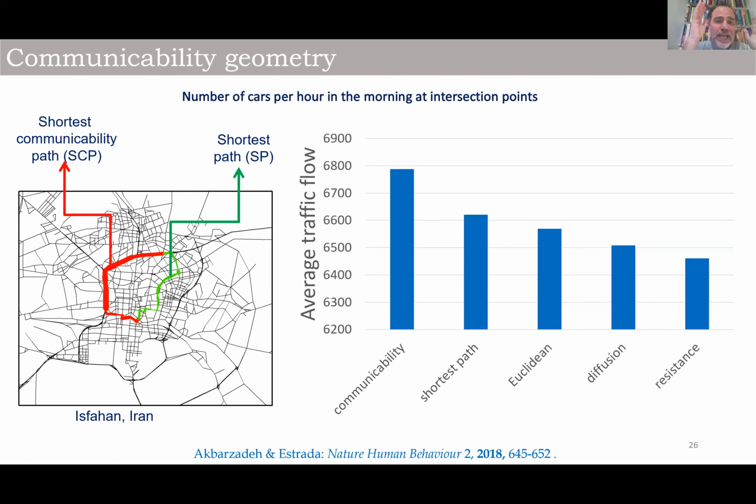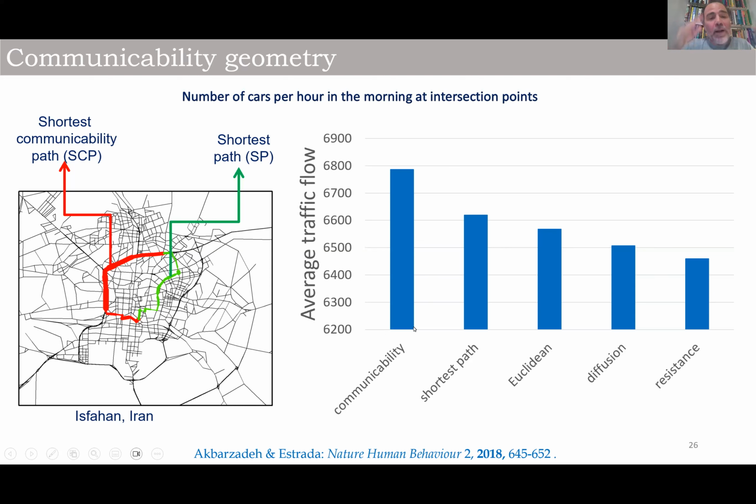We selected about 10,000 randomly picked origin destination places in this city. We compared the shortest communicability with the shortest path, but also with the shortest length of the path in terms of how many meters you have in every street in this path, or the diffusion distance, or even the resistance distance. And in all the cases, the average is that there is significantly much more traffic through the communicability path than through the rest of the paths.